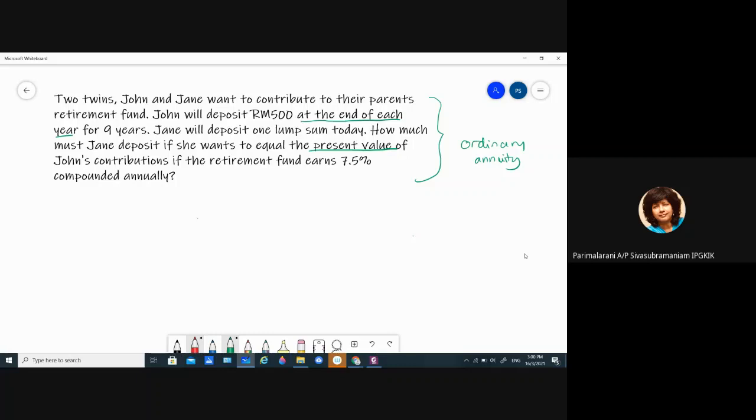So the formula is P equals R over 1 minus 1 plus i to the power of negative n, over i. So this is our formula. What do we know? R is 500. n is 9, correct? i will be 7.5% over 1, which is 0.075. Okay, so substitute in the formula.